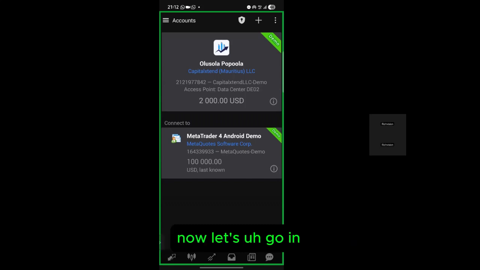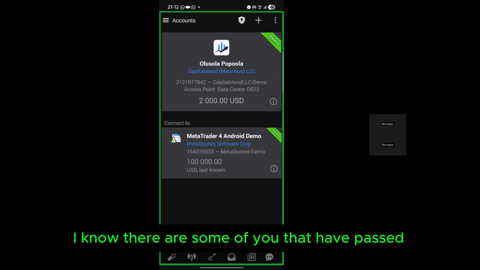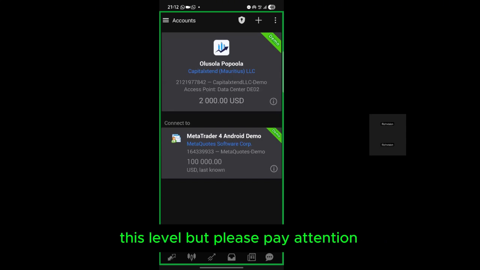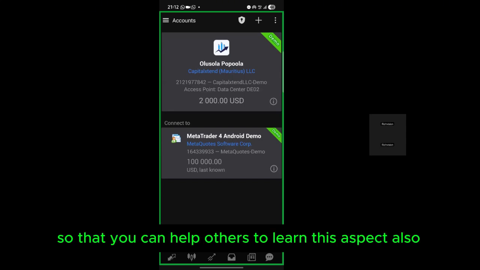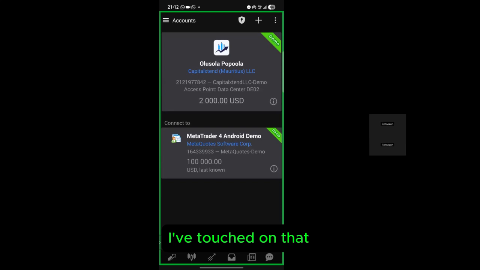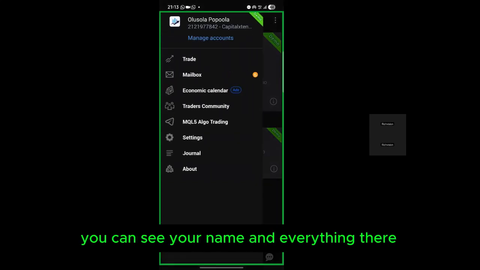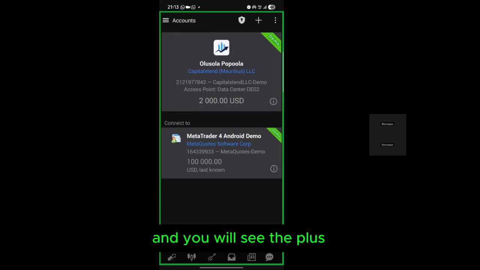Now let's go in. We're going to take it step by step. I know there are some of you that have passed this level, but please pay attention so that you can help others to learn this aspect also. So we are going to look at the accounts. You see from the top, you see accounts. I've touched on that. You want to change a lot of things there. You can see your name and everything there, and you will see the plus.